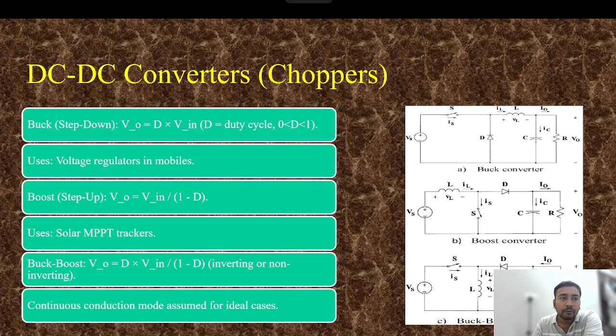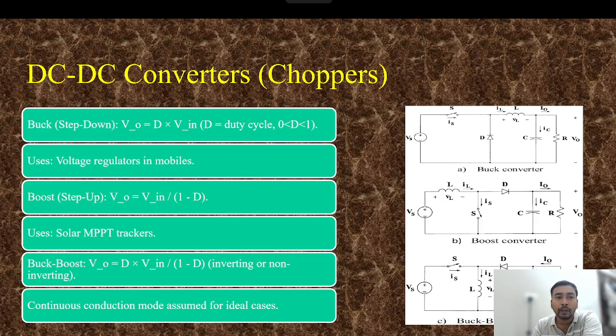DC to DC converters are of three types. First one is buck, second one is boost, and third one is the buck boost. Buck is used to step down the applied input voltage. DC to DC converters actually convert a fixed DC voltage to a variable output DC voltage. If this variable output DC voltage is less than the applied voltage, then it is called a buck or step down converter. If it is greater than the input voltage, then it is called a boost or step up converter. But if it can be used for both step up and step down, then it is called the buck boost converter.